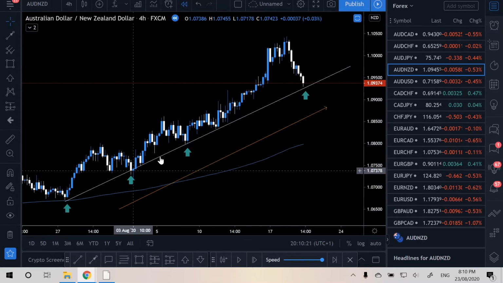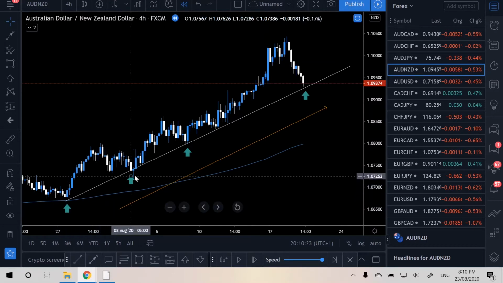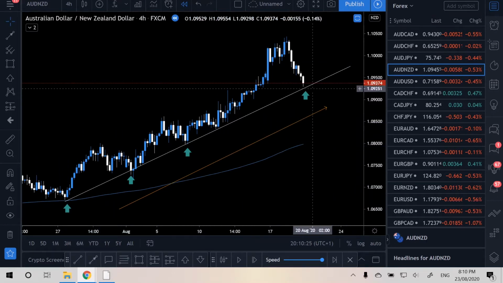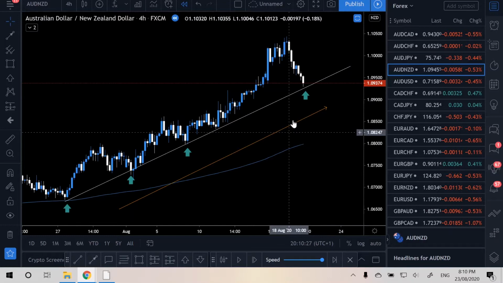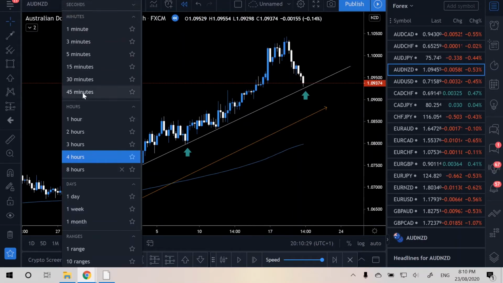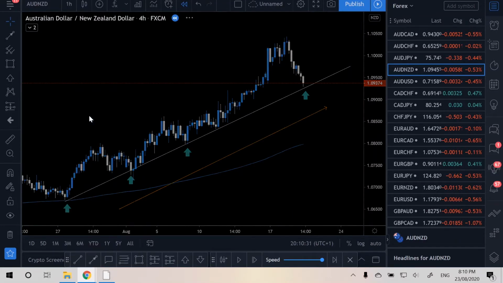And it's touched quite a few times as well. So you've got one here, another one, maybe one there as well. So is this a potential fourth one? Let's go down to the 1 hour time frame. Let's have a look.